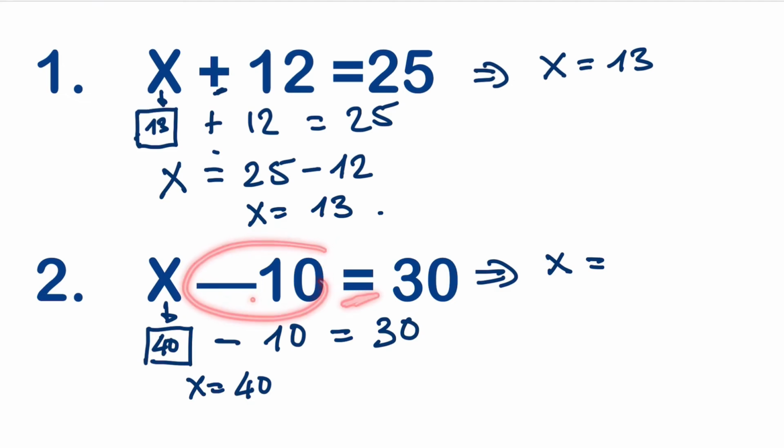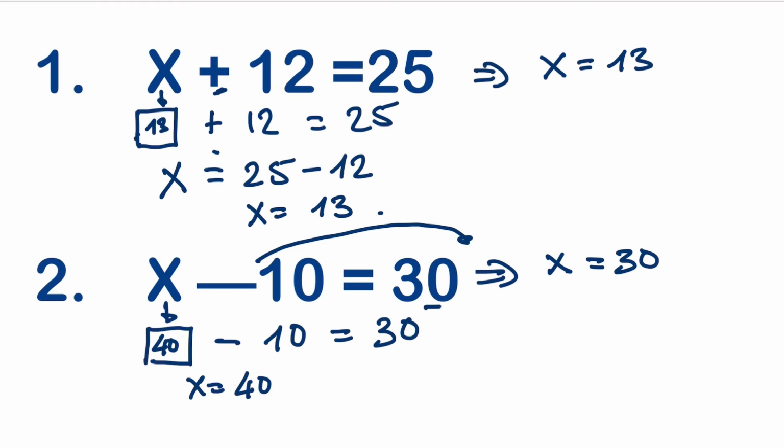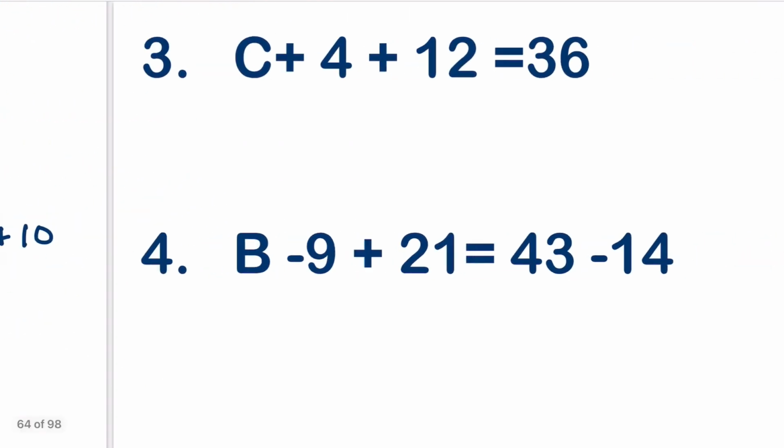If it is negative, the sign will be positive. So x will be equal to this 30. We'll take this minus 10. When it crosses, it becomes plus 10. Plus 10. So x will be equal to 40. That's it. Let's look at our next question.